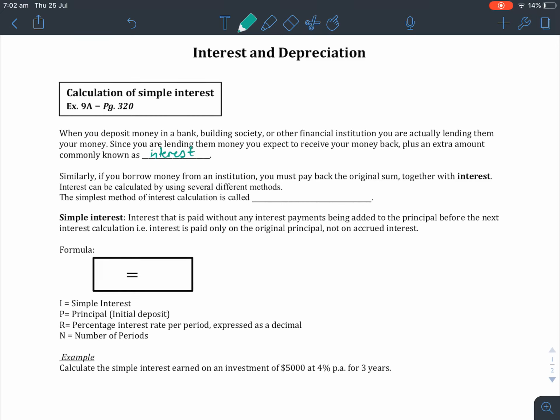Similarly, if you borrow money from an institution, then they will say, certainly you can borrow some money, but you need to pay an extra amount for that. So you must pay back the original amount plus some interest. Now, interest can be calculated using several different methods, but the simplest method of interest calculation is called simple interest.